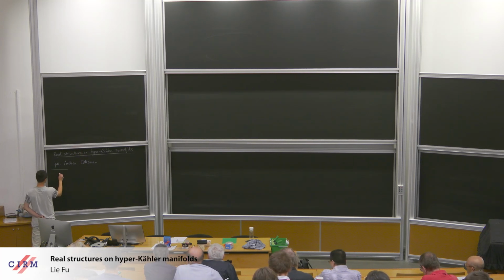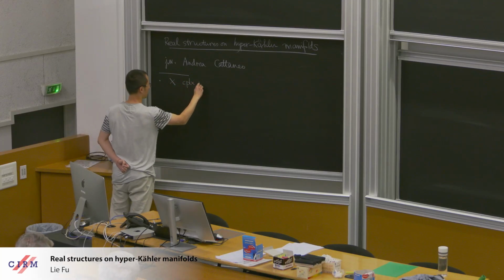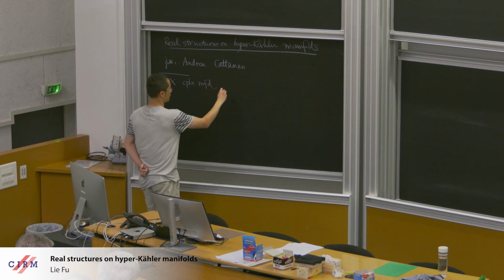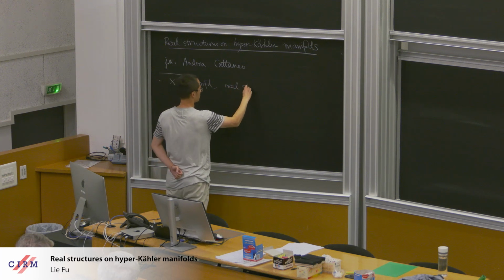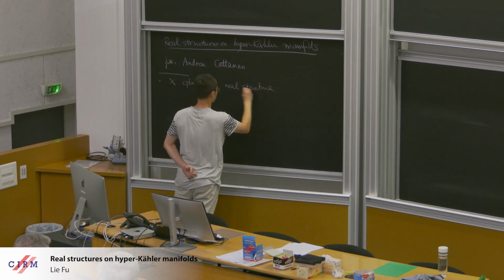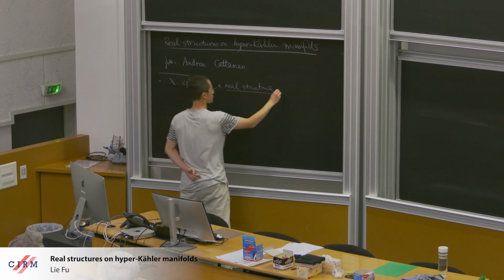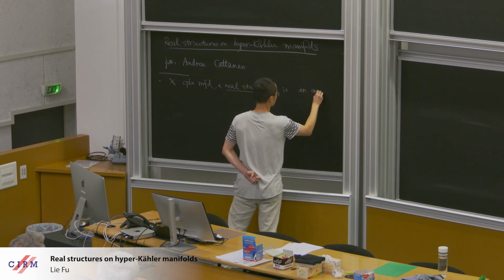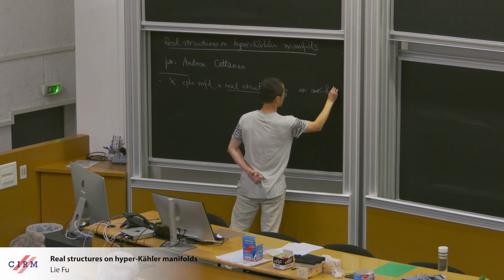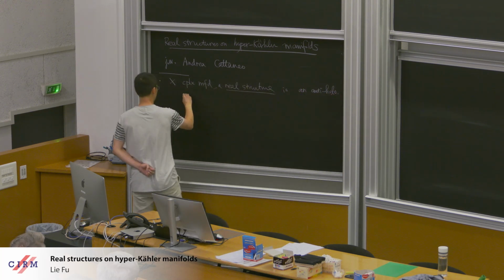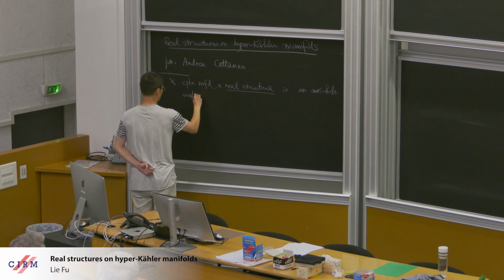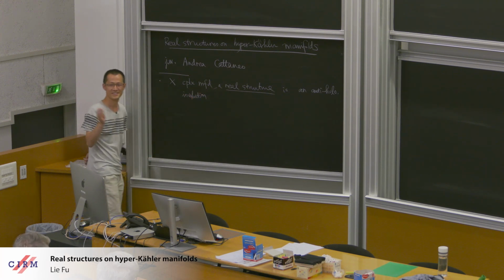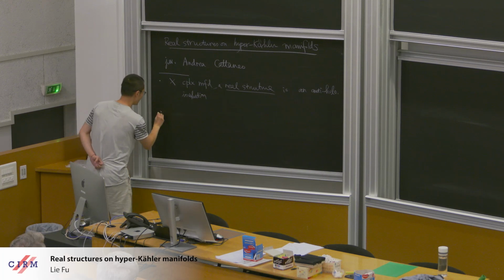Let X be a complex manifold. A real structure is, by definition, an anti-holomorphic involution.